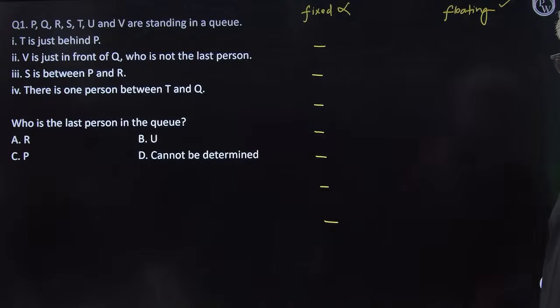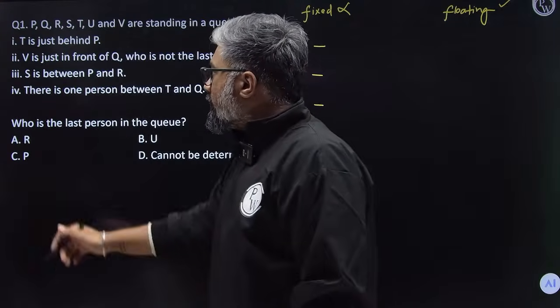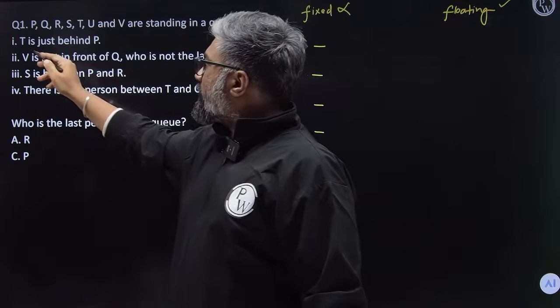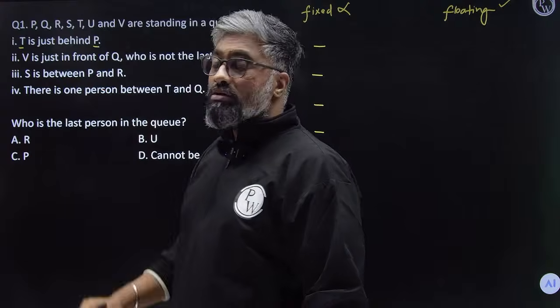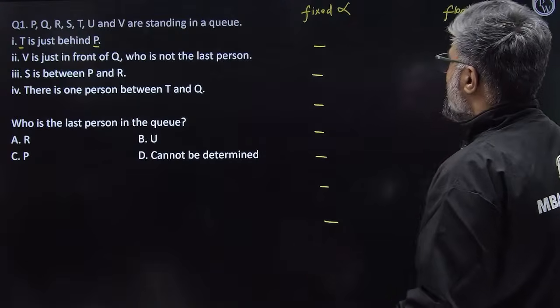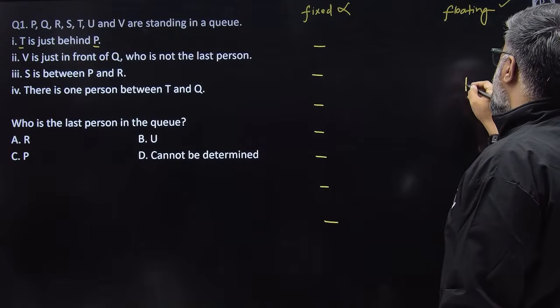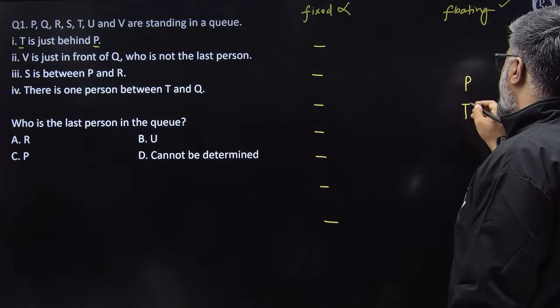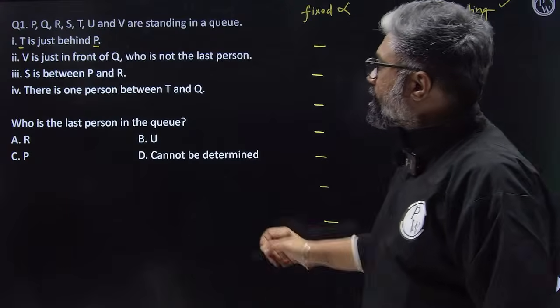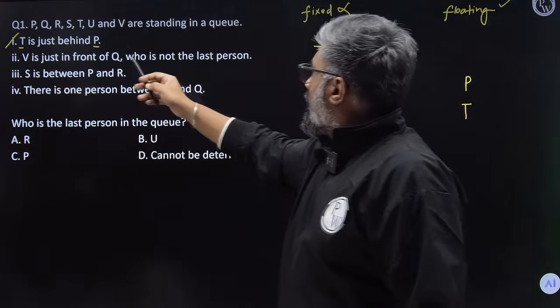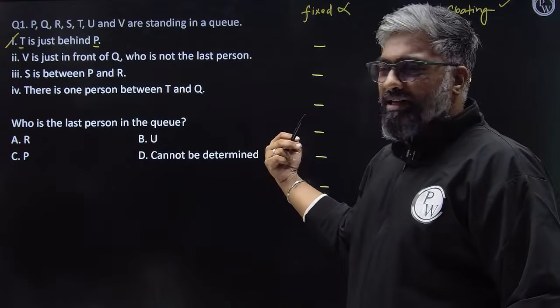Yes. Shall we try this? So what do we start with? We can see that with T and P, there are a few clues. So we can start with that. T is just behind P. So there's P somewhere here, T is just behind him. These two are a pair. V and Q, I can't place anywhere here.